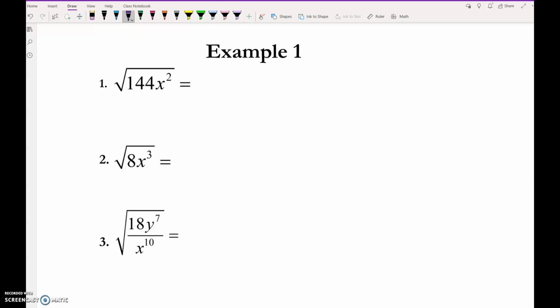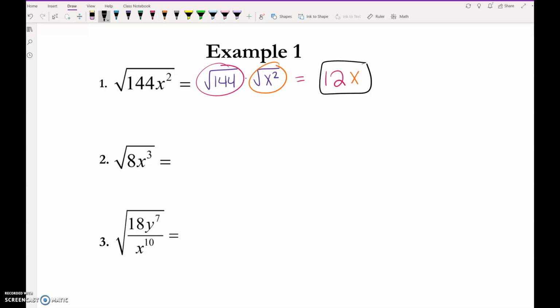Okay, square root of 144x squared. We can split this into the square root of 144 times the square root of x squared. The square root of 144 is 12, and the square root of x squared is x. So our answer is 12x.